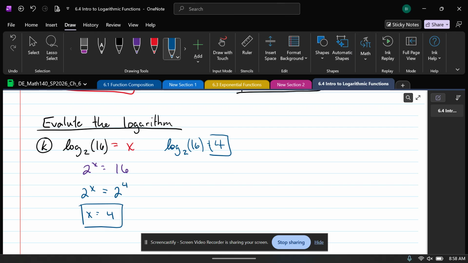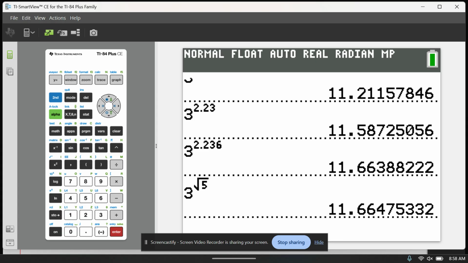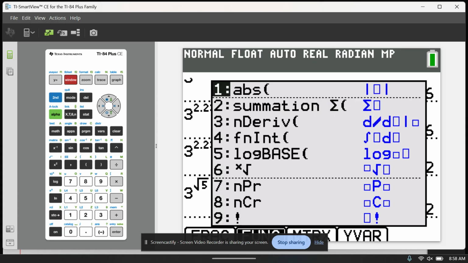Now, with the calculator, there's 2 different ways to do that. One is with this thing called log base. And to get there, you're going to hit alpha window. I think that's right. Remember my buttons. Yeah, alpha window. And it pulls up that menu, log base. That's where that lives. If you got the TI-84, you do that. If you got the 83, I'm going to show you how to do that a different way. You can do it with the 84 this way too.